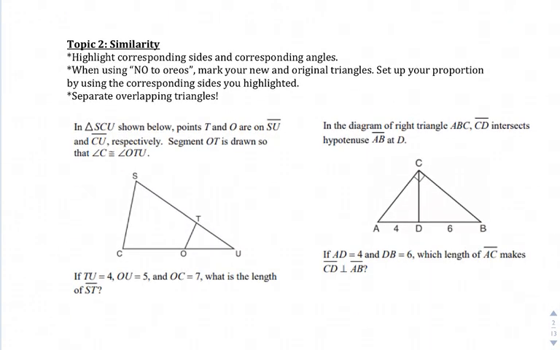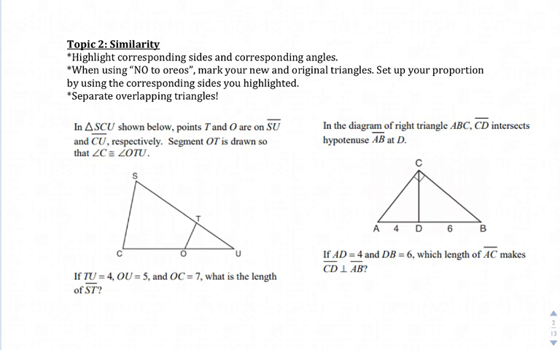Topic 2 is similarity. Similarity usually has overlapping triangles. Remember, similar figures can be similar by side, side, side, side, angle, side, and angle, angle. So you should always highlight your corresponding sides and corresponding angles. When you're using, say, no to Oreos, so that's new over original, mark what your new and original triangles are. Set up that proportion by using your corresponding sides that you highlighted. So you should never have purple over yellow equals yellow over purple. It's got to be the same color over each other.